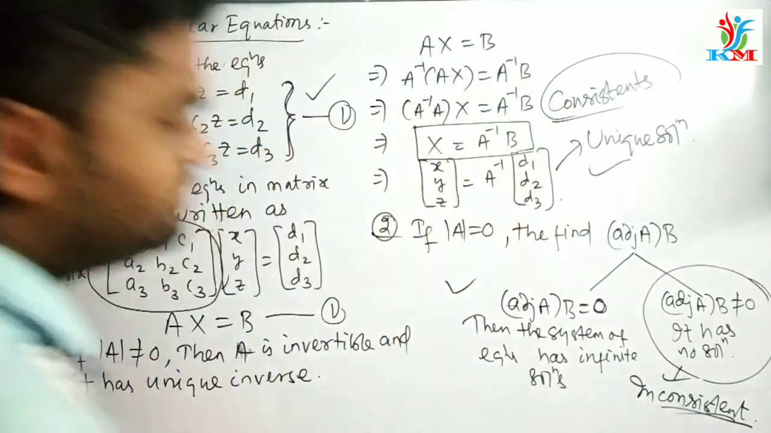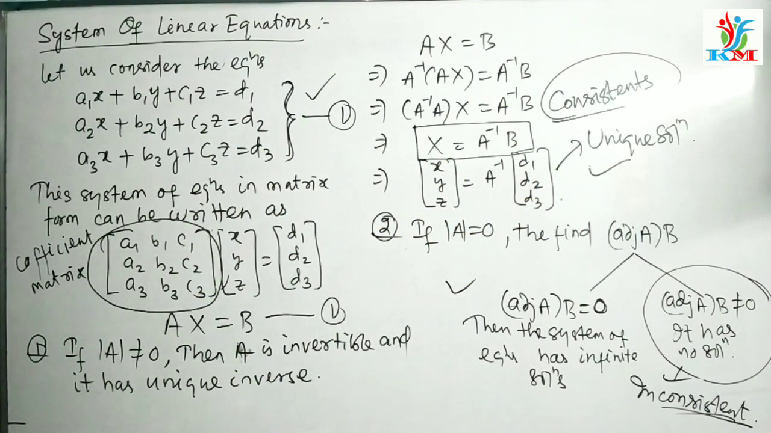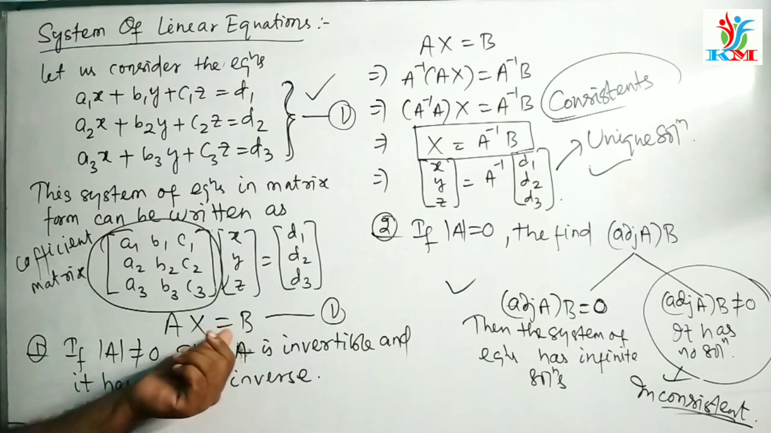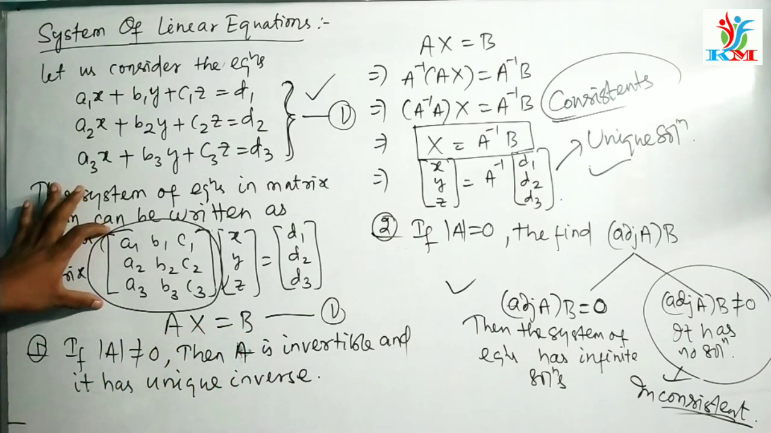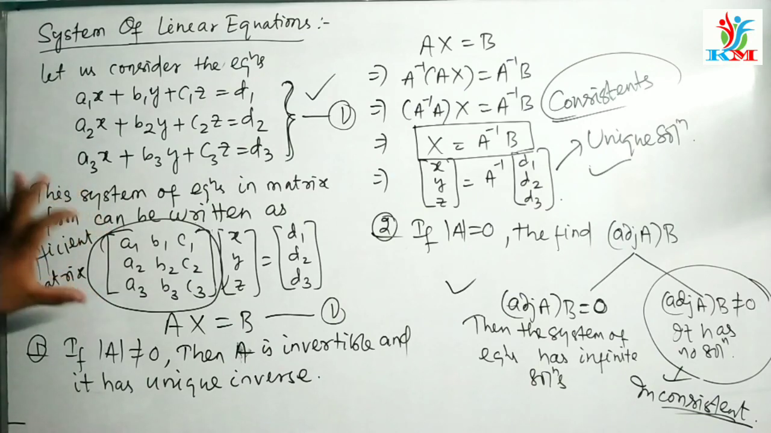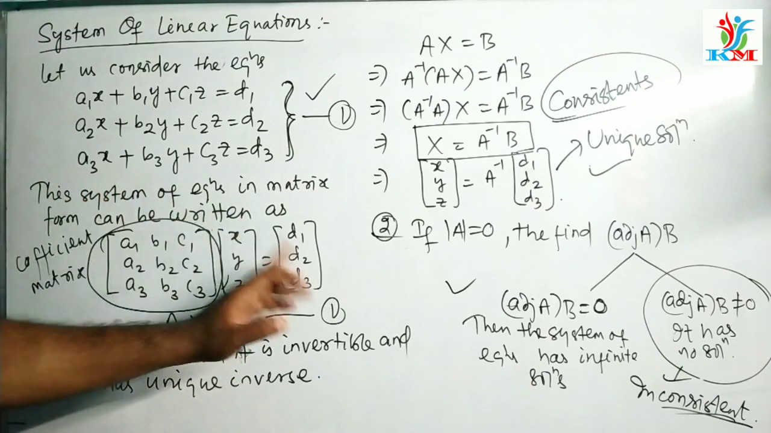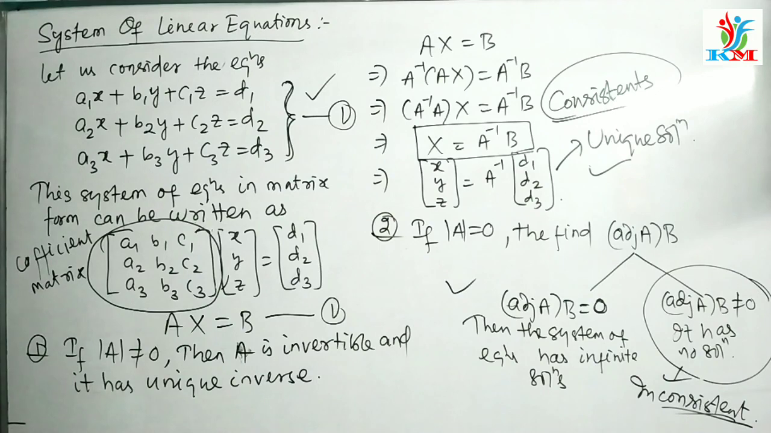Inconsistent system of linear equations. Okay, again I repeat here. Look at here. This is the system of equations. We can transform it in matrix form as Ax equal to B. As we know, Ax equal to B, where A is the coefficient matrix, X is the variable matrix, and B is the constant matrix.